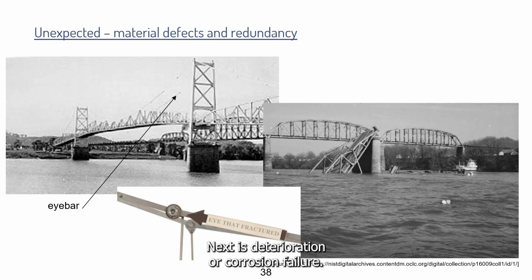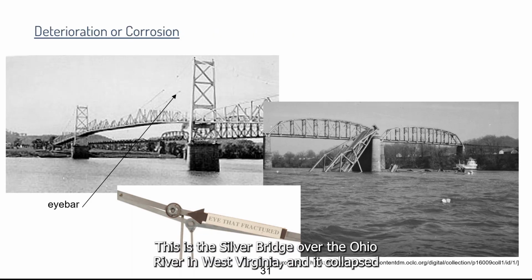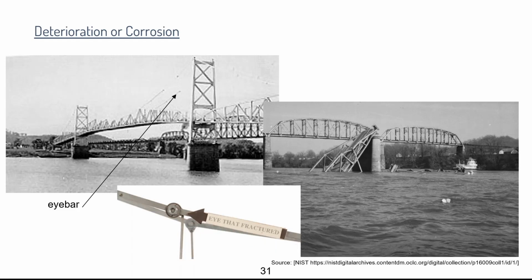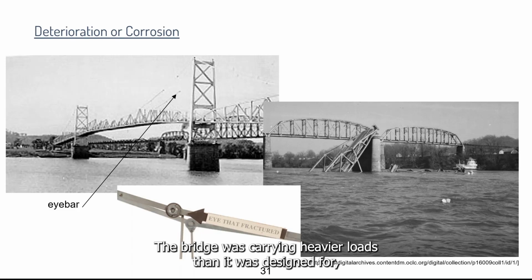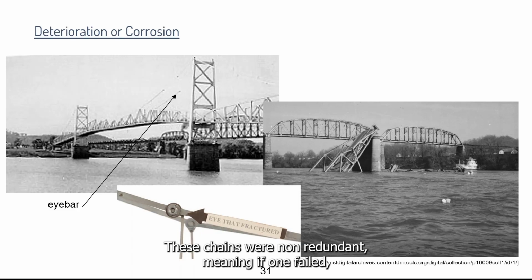Next is deterioration or corrosion failure. This is the Silver Bridge over the Ohio River in West Virginia, and it collapsed in 1967 under the weight of rush hour traffic that resulted in 46 deaths. The bridge was carrying heavier loads than it was designed for, but also part of the reason for the collapse was a defect in an eye-bar of the suspension chain. These chains were non-redundant, meaning if one failed, then the load could not be redistributed elsewhere.